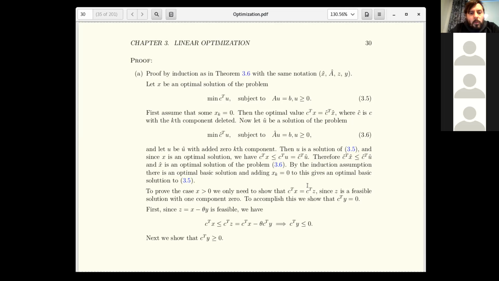So what we can do is find a y that is orthogonal to this cost function c, right? So we can find a y in the null space of the matrix A that is orthogonal to the cost vector. And if we can do this, we just move in that direction, positive or negative, until one of the components of our x becomes 0.